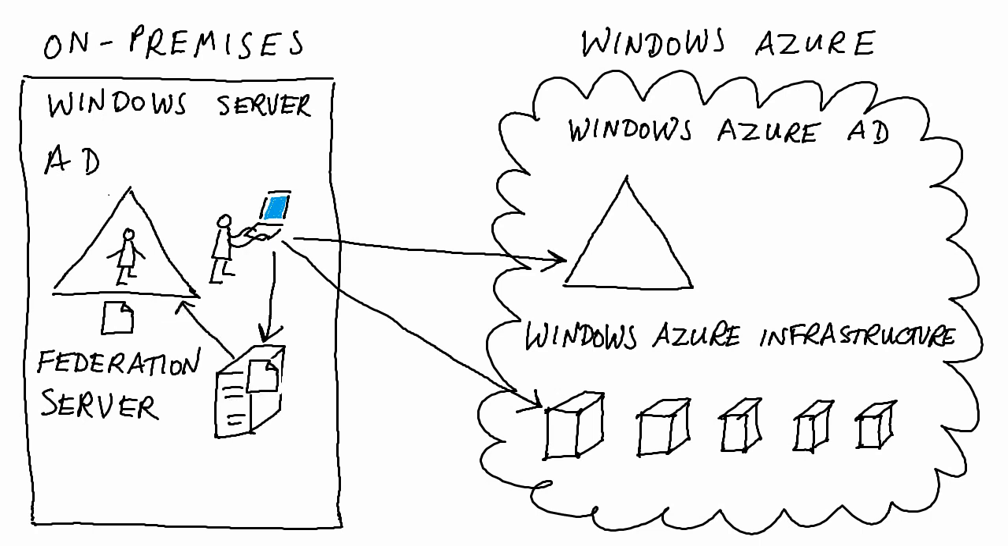ADFS will create a token, which is posted via the user's browser to Windows Azure AD. Windows Azure AD checks its validity and creates a new token, which it posts via the user's browser to the Azure infrastructure. When the token is validated by the infrastructure, the user is given access, single sign-on.